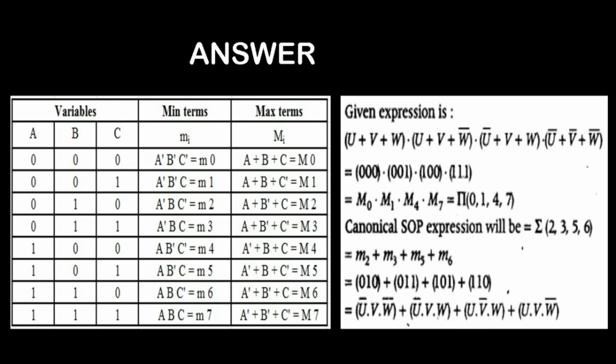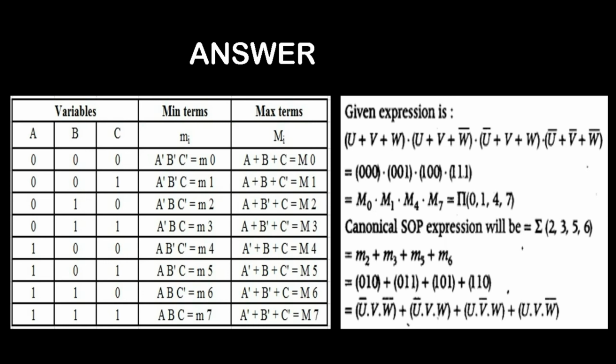If you want, you can write it in binary and find the value, or if you frame a table like this, then you can easily copy and write the values without mistakes. Equal to pi. As I said in the beginning, for max terms you use the symbol pi, and within the bracket I am writing the values of capital M. So the values are 0, 1, 4, 7.